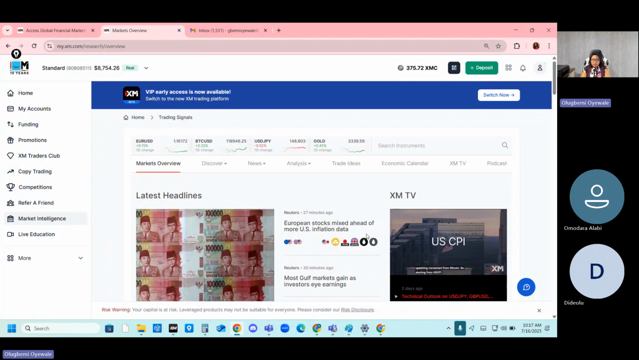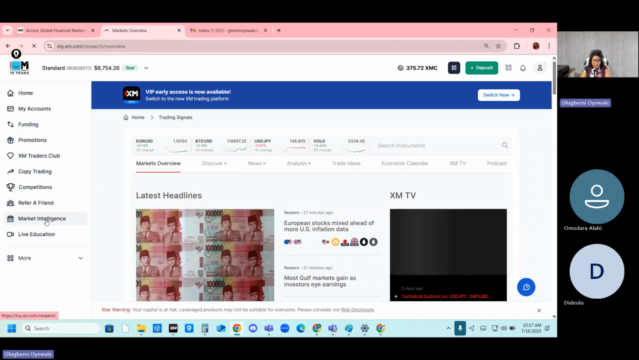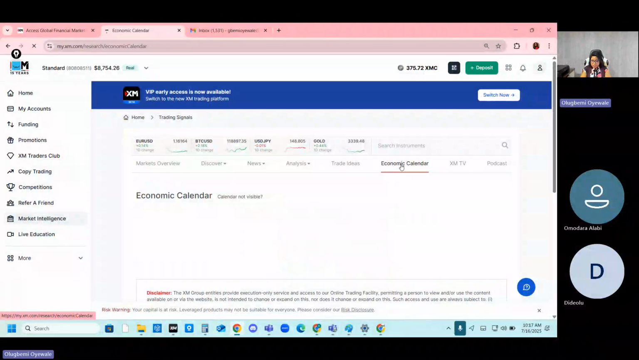Whichever broker, they offer an economic calendar. But if your broker is not offering an economic calendar, you can go to forexfactory.com. But I like to use the economic calendar of XM. And if I log in from the back office, I click on market intelligence. I'm going to go to economic calendar here.